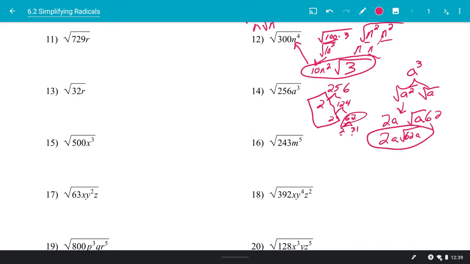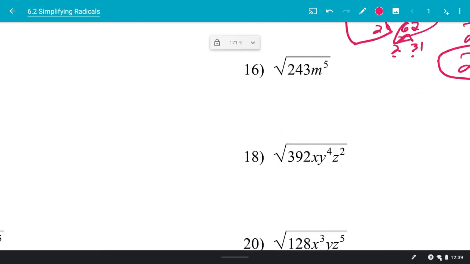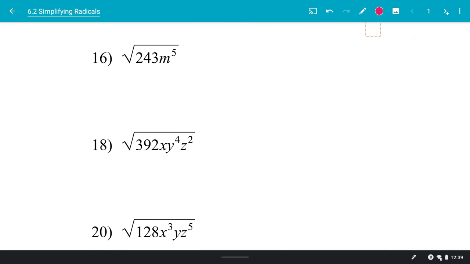Cool? Cool. All right. Moving on. Number 16. So that get it out of our way. Okay, so 243. Let's prime factor tree it.